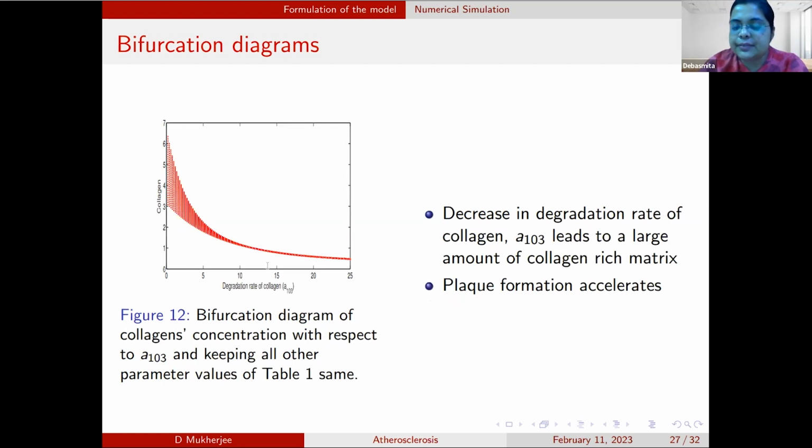And the next bifurcation we have found is with respect to A103, which is the degradation rate of collagen. This also suggests that a decrease in degradation rate will lead to a large amount of collagen-rich matrix, and hence plaque formation will accelerate here in the system.